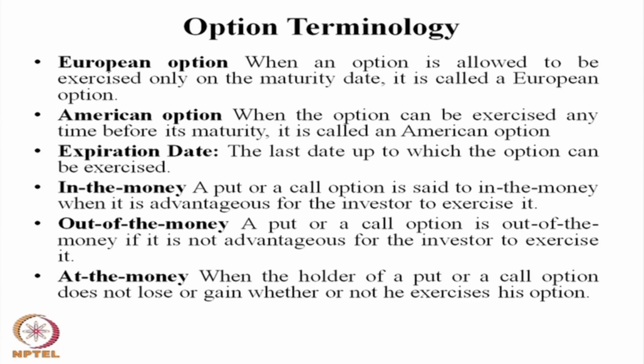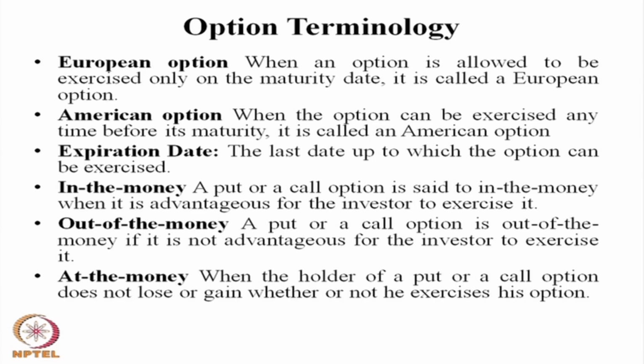Another terminology is the expiration date, that is the maturity date, the last date up to which the options can be exercised. The maturity date is called the expiration date, the date on which the option is exercised, or the last date of option exercising.